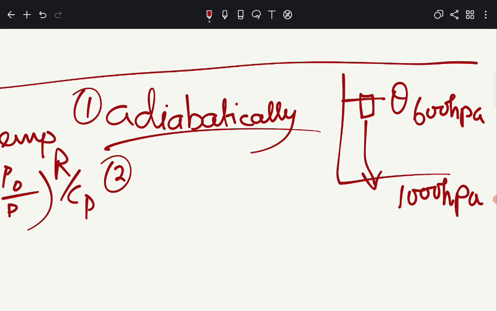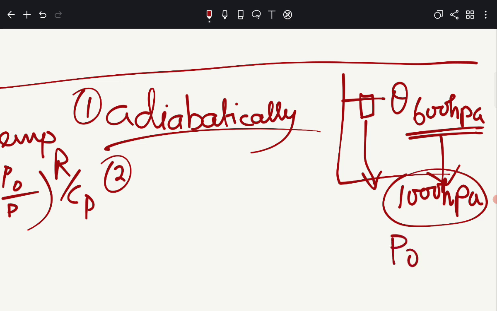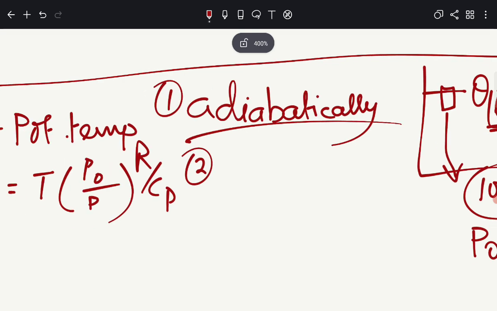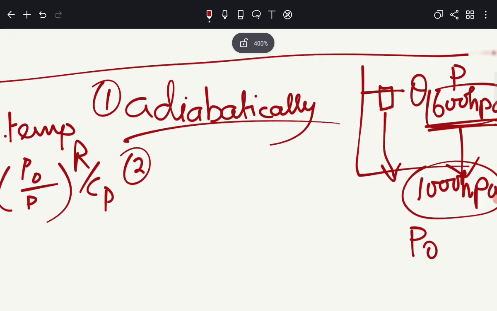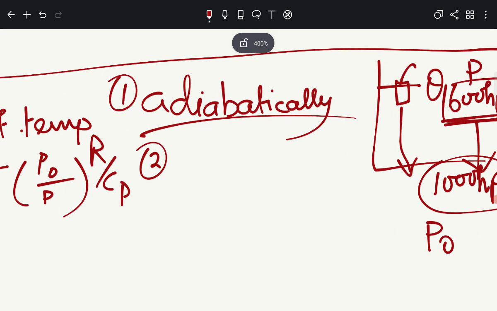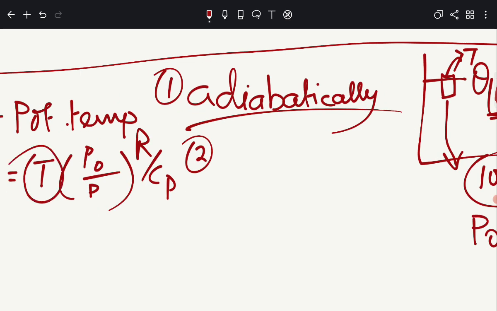So we need an air parcel that we move from a certain pressure level to a certain reference pressure level. This reference level is P0 and this is P, so as you can see, P0 by P. Obviously this air parcel has a certain temperature within it, because of its internal energy. That will be T for us.